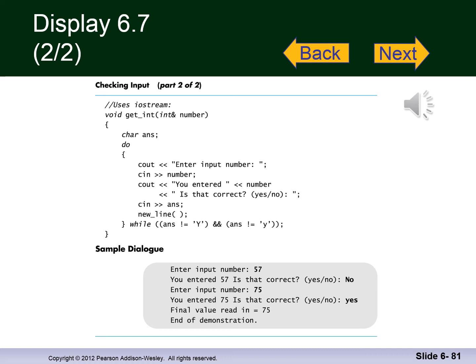And then cin ans. Well, remember, ans is one char. So if they type in yes or capital YES, that's fine. But we're only going to take one char in, the Y, whether it's a capital or a lowercase. And then we're going to clear out the rest of the line of input. It's maybe the E, the S, and the newline. While ans not equal Y and ans not equal y, lowercase, we'll continue to do this. So if the user types in anything that begins with a Y, it will accept the input and move forward. But it will also clear the newline character.